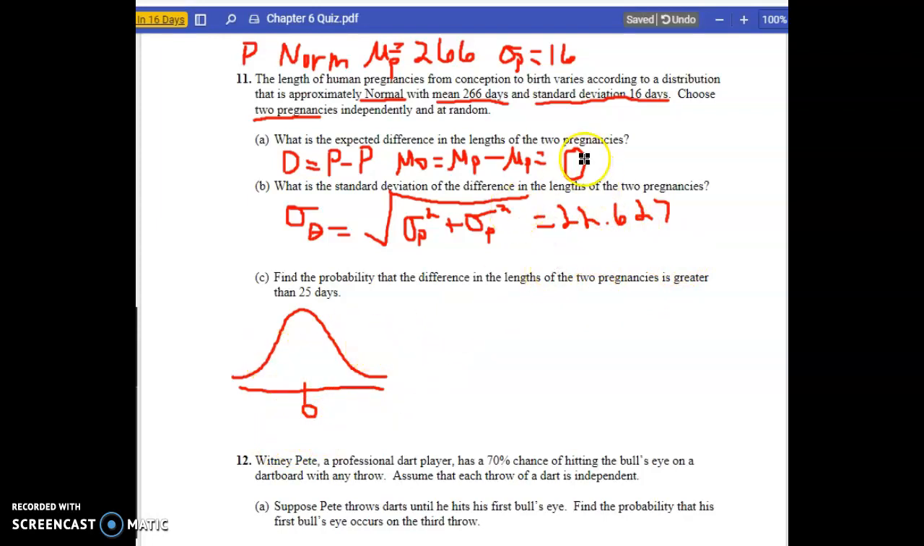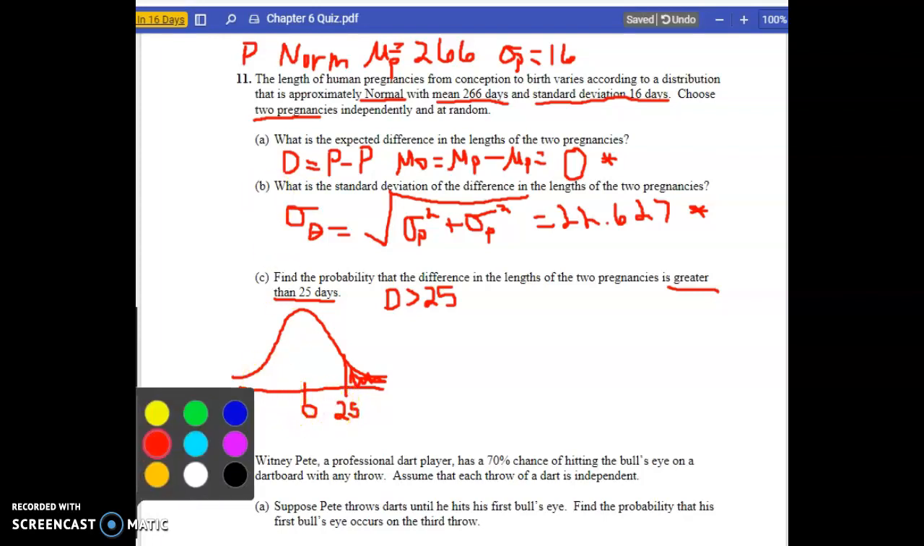And then in C, now we're going to use this normal distribution with the mean from part A and the standard deviation from part B to find the probability that the difference in lengths is greater than 25 days. Now, most of you drew a line here above 0, labeled 25, and shaded to the right because it's greater. But that's only half of my solution. The difference being 25 days means 25 days longer, so a longer pregnancy in the difference.